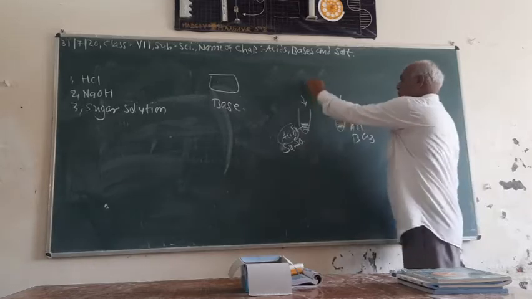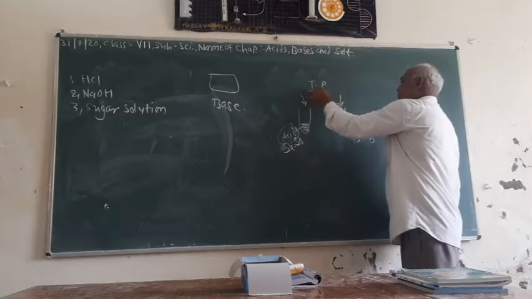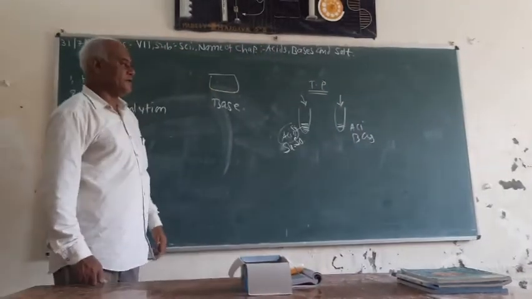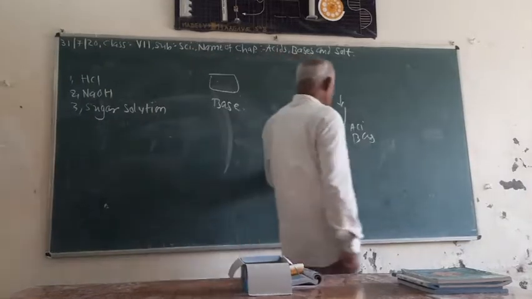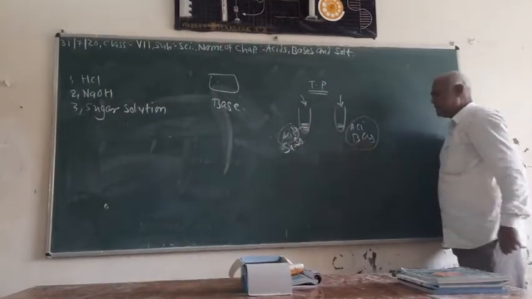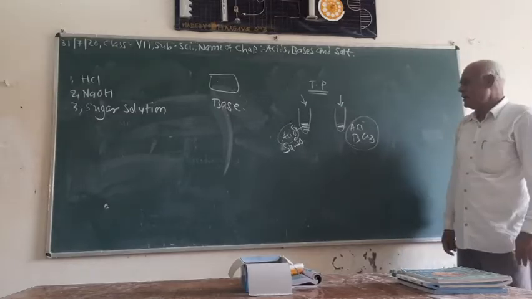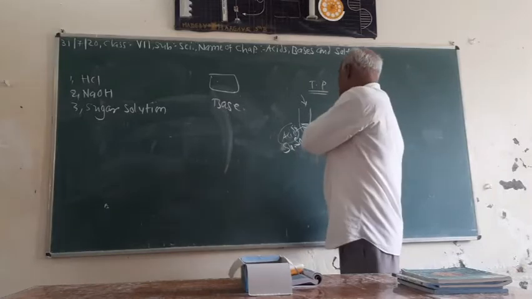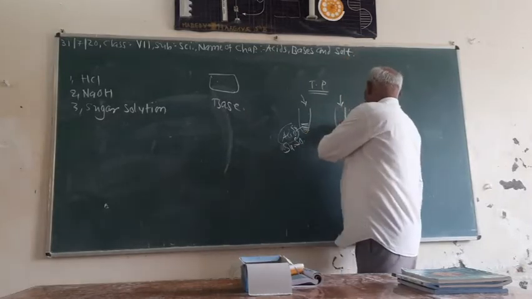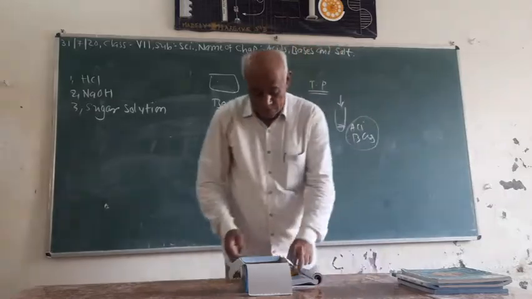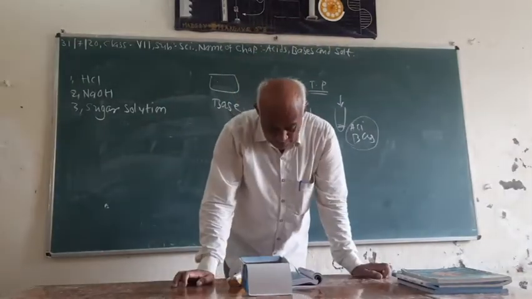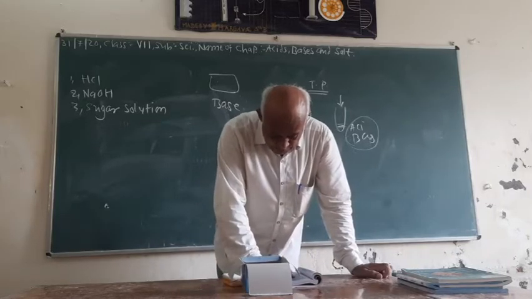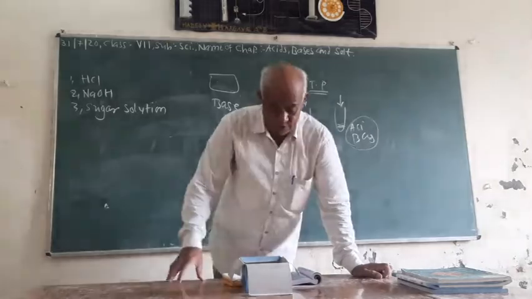Turmeric paper is added in each test tube. Here the neutralization reaction takes place, therefore salt is formed and there is no color change in turmeric paper. Here the turmeric paper turns into red color. So this way we identify these liquids. Now we move towards question number 10.